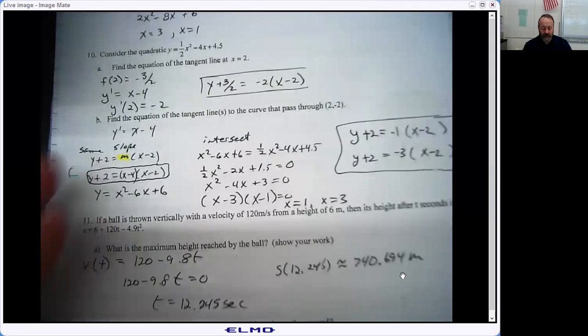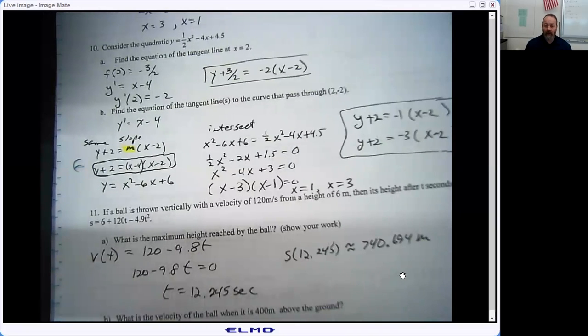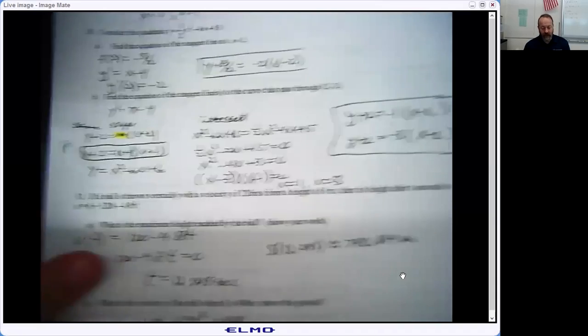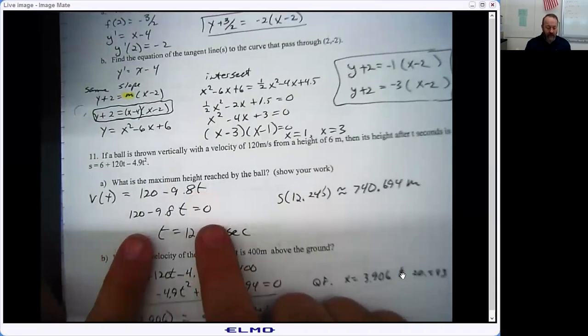Okay, number 11. Maximum height reached by the ball would be the moment when it stopped. So I took the derivative and I set it equal to 0.